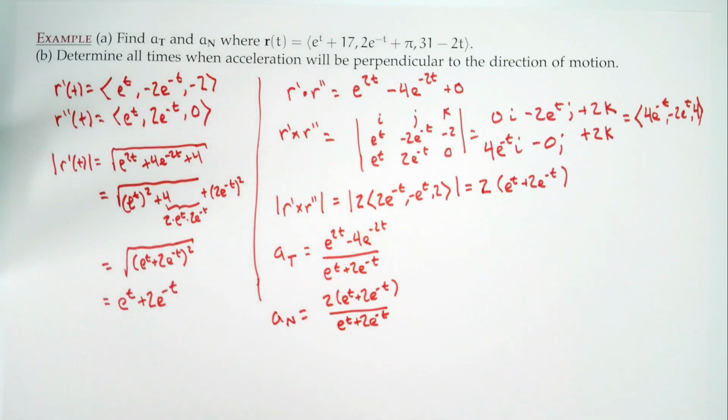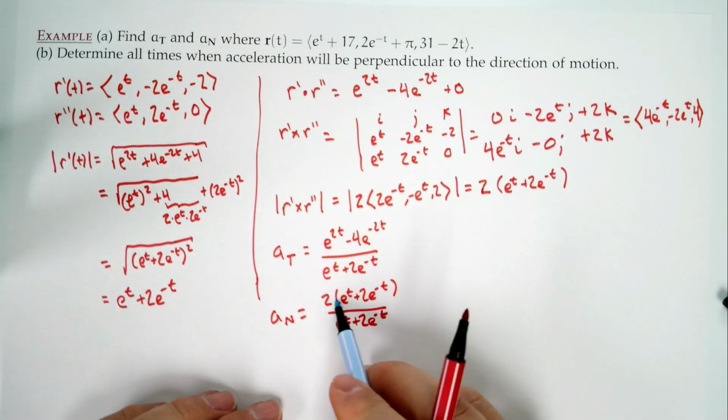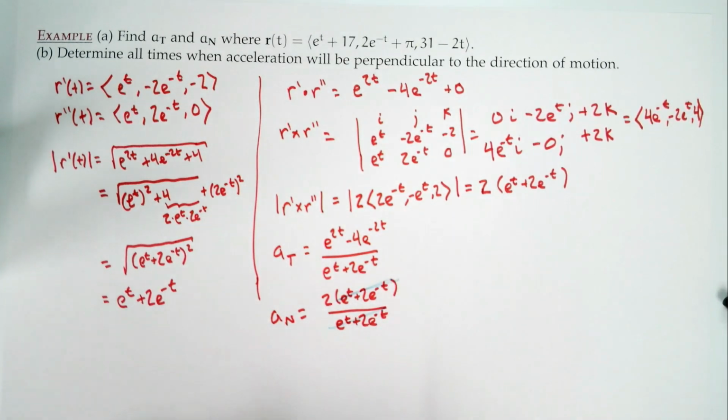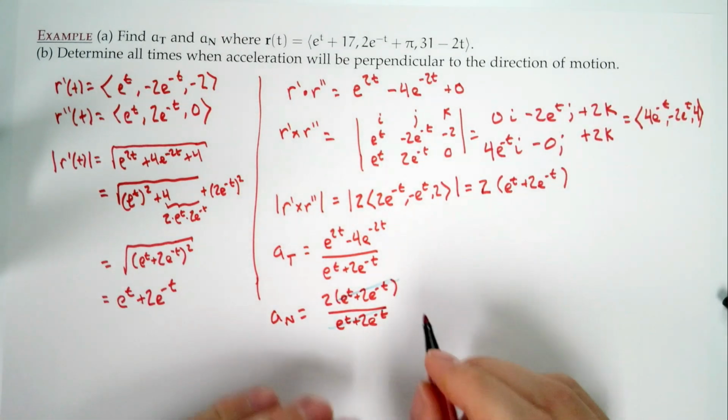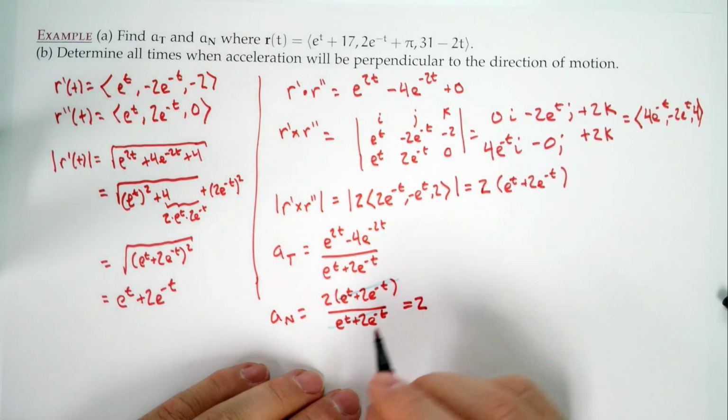Now you might say, I bet you we can simplify this because I see cancellation. I see that cancellation going on. Well, you're right, that cancellation happens. A sub n is in fact 2. There's another one, do you see it?